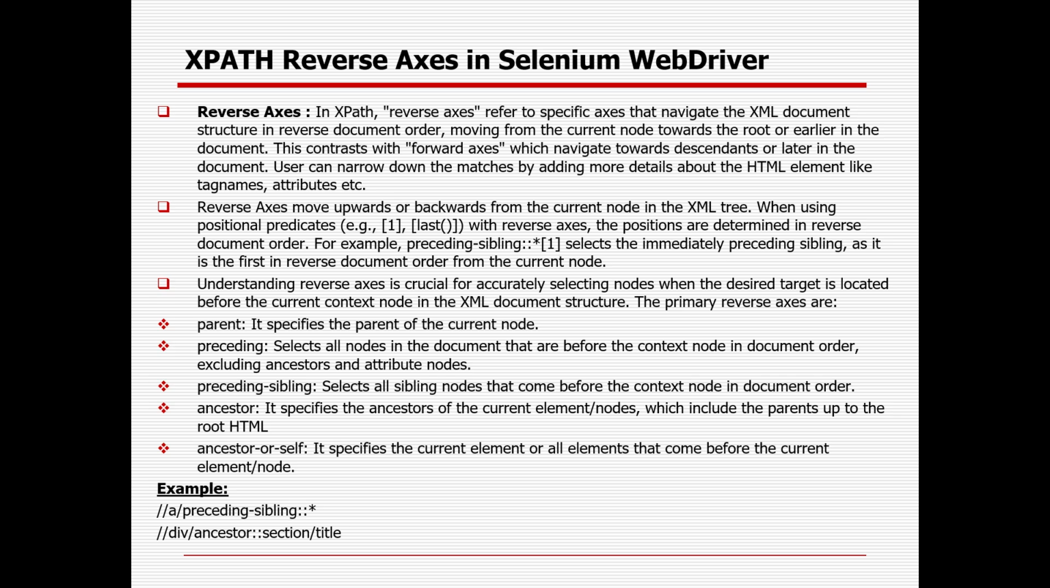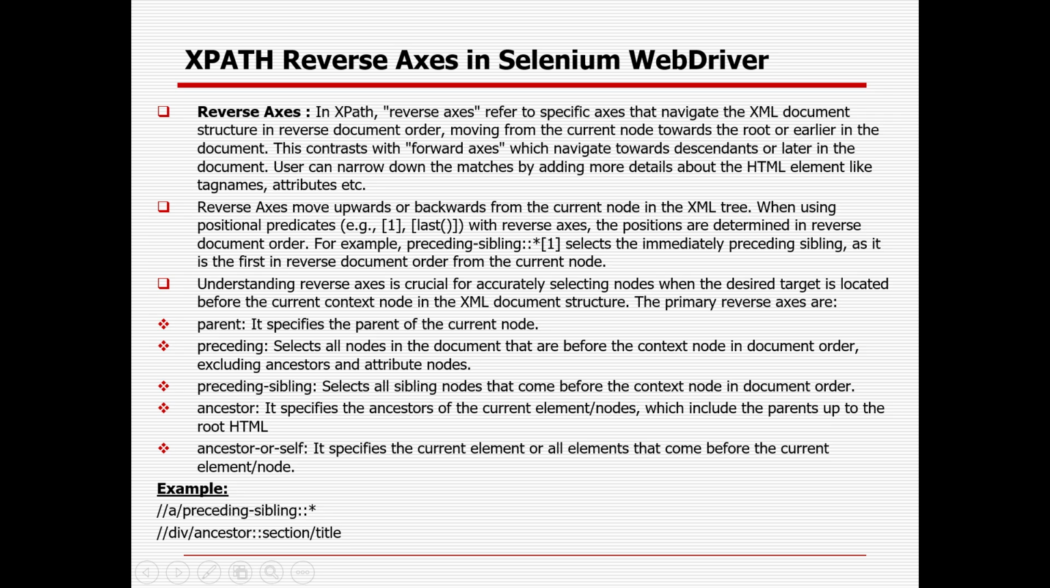and ancestor-or-self. Parent specifies the parent of the current node, whereas preceding selects all nodes in the document that are before the context node in document order, excluding ancestors and attribute nodes. Whereas preceding-sibling selects all sibling nodes that come before the context node in document order. Ancestor specifies the ancestors of the current element or node, which include the parent up to the root HTML document. Whereas ancestor-or-self specifies the current element and all the elements that come before the current element.